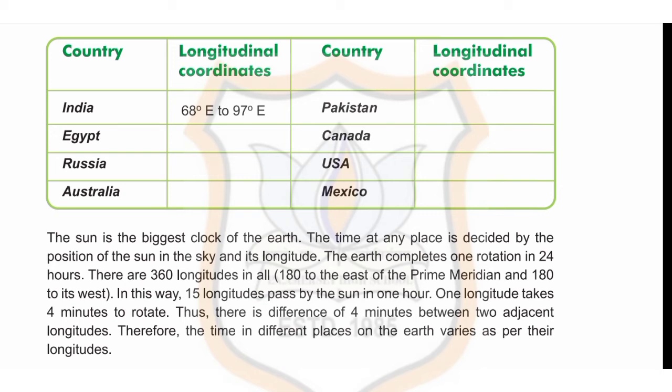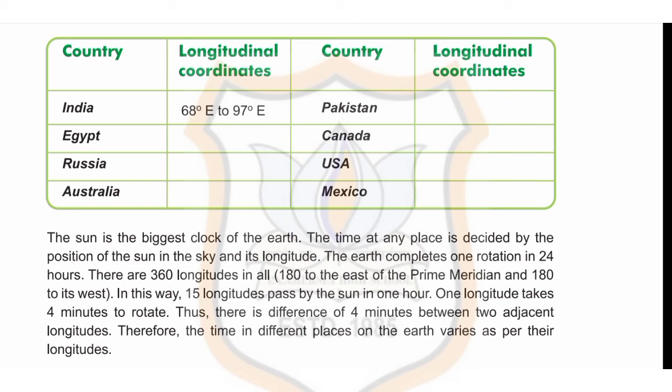The sun is the biggest clock of the earth. The time at any place is decided by the position of the sun in the sky and its longitudes. The Earth completes one rotation in 24 hours. There are 360 longitudes in all, 180 to the east of the prime meridian and 180 to its west. In this way, 15 longitudes pass by the sun in 1 hour.